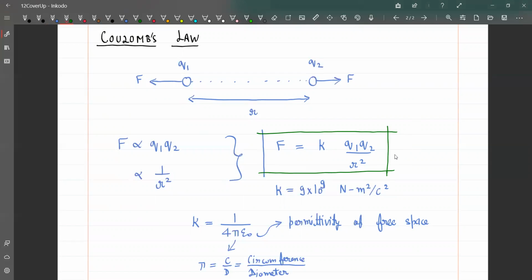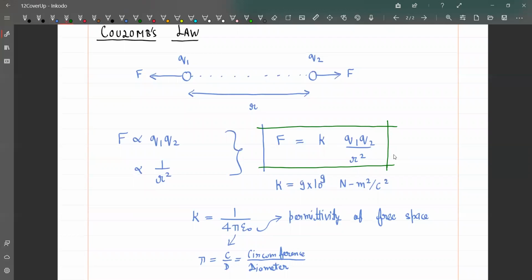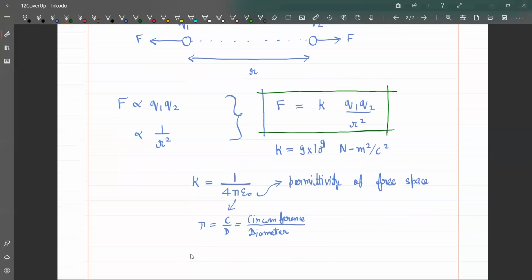Any questions in here? No, sir. Okay. Here we like to write epsilon naught as 8.85 into 10 raised to minus 12. The unit will be Coulomb square per Newton meter square. This is epsilon naught, the permittivity of free space. As I said, epsilon naught is a property of a vacuum.